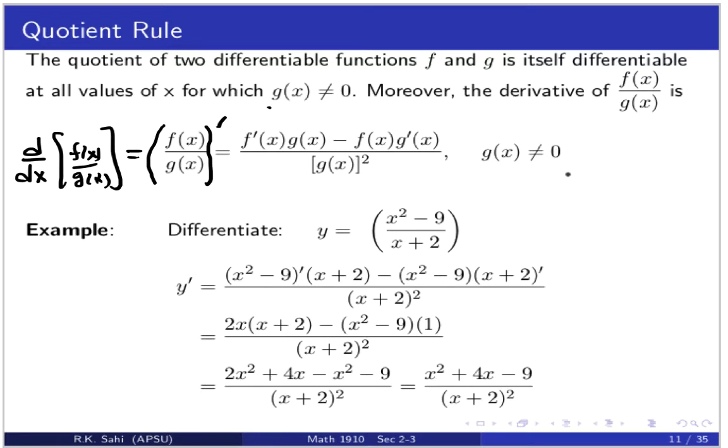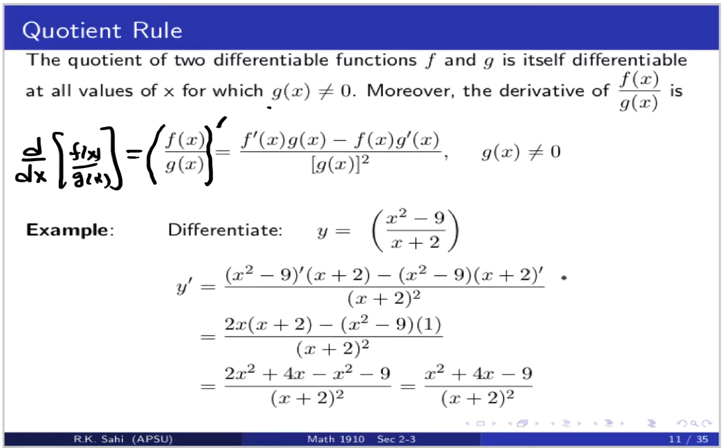Very important. So let's go ahead and apply this on an example. Our function is (x squared minus 9) divided by (x plus 2). Clearly it's two functions, a numerator and a denominator. So when you take the derivative, you take the square of the denominator, which is (x plus 2) the whole square. Then in the numerator, you take the derivative of x squared minus 9 times (x plus 2), negative the numerator (x squared minus 9) times the derivative of (x plus 2).